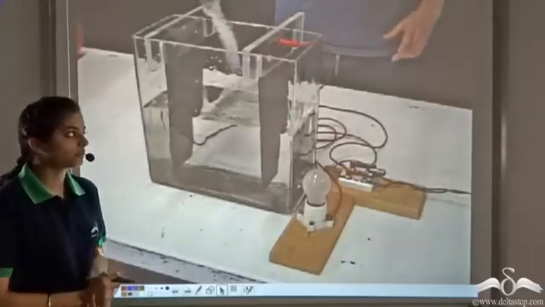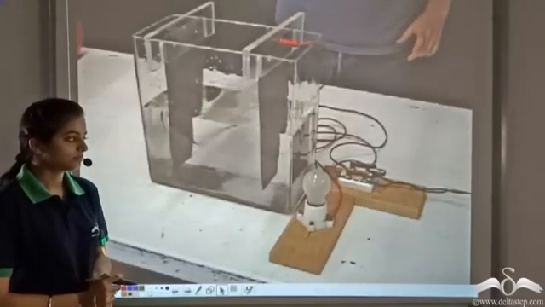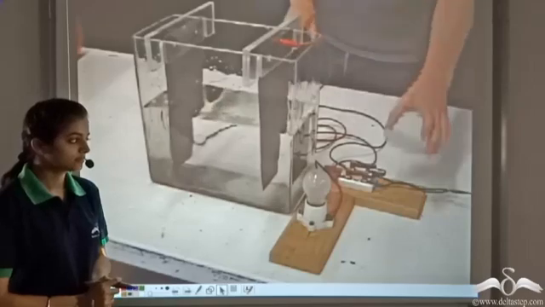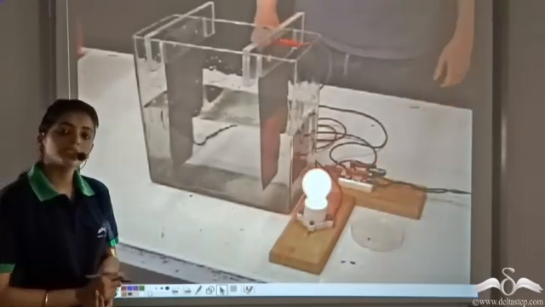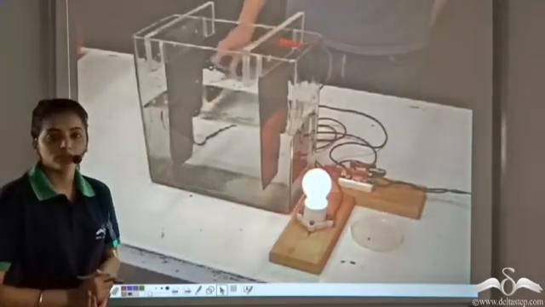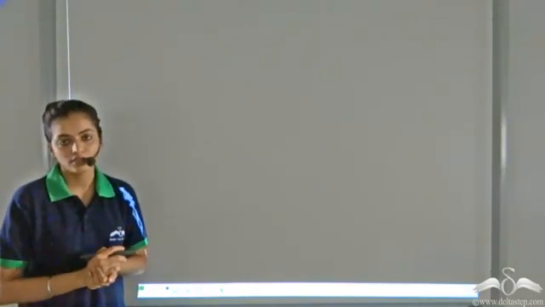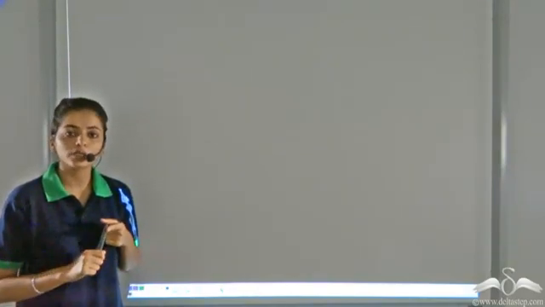But when we add salt, observe that the bulb lights on its own. This shows that when we add salt to pure water, it makes the circuit complete. So it becomes a closed circuit and so electricity flows. This means that pure water is not a conductor of electricity.